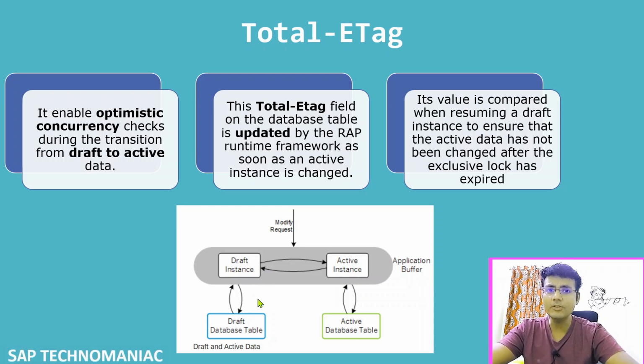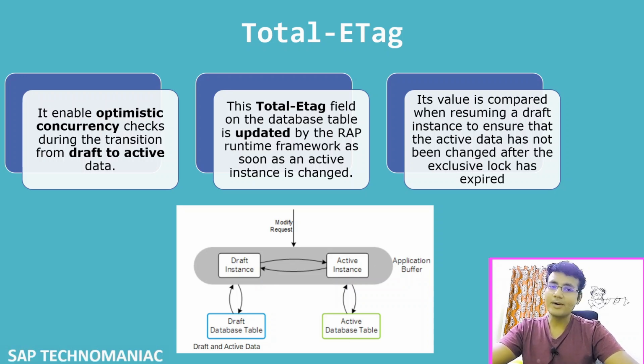As soon as you save the data, the draft instance will be converted again to the active instance. What will happen if I do not use total ETag, because somebody else did some changes? Those changes were not saved in this draft table because that other program is not using the draft concept, and we will be overwriting those changes with our changes.